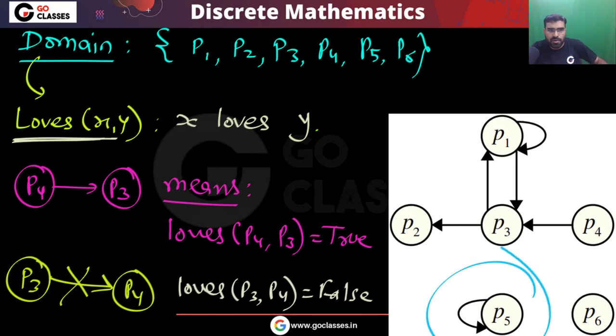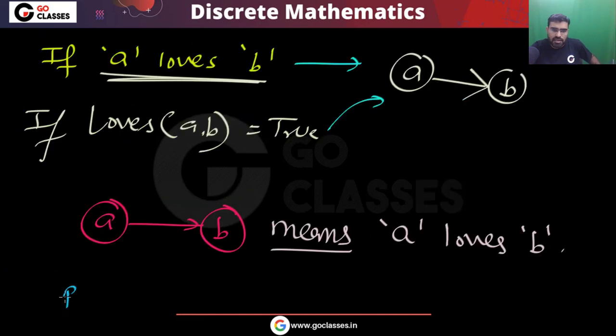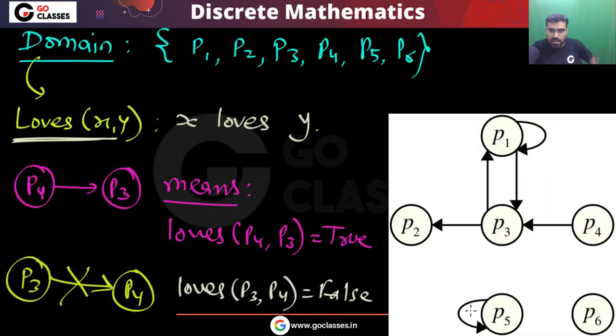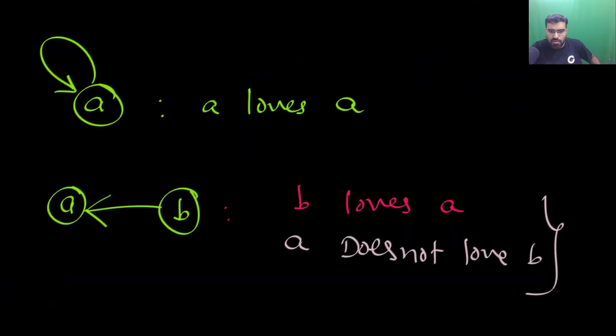You can see P5 loves P5. You can notice P6 does not love anyone. P6 does not love itself also. So you can see, for example, in this question, that this P6 does not love anyone. For example, if you ask Loves(P6, P6), that is also false, because you can notice there is no arrow from P6 to P6, but there is an arrow from P5 to P5. So it means P5 loves P5. So I hope this question is clear to everyone.